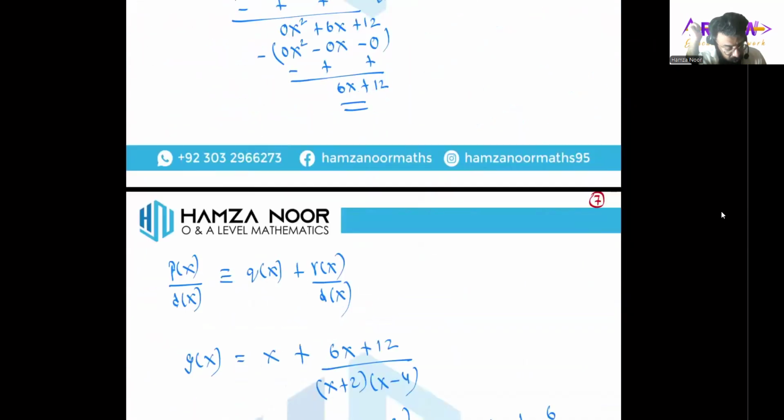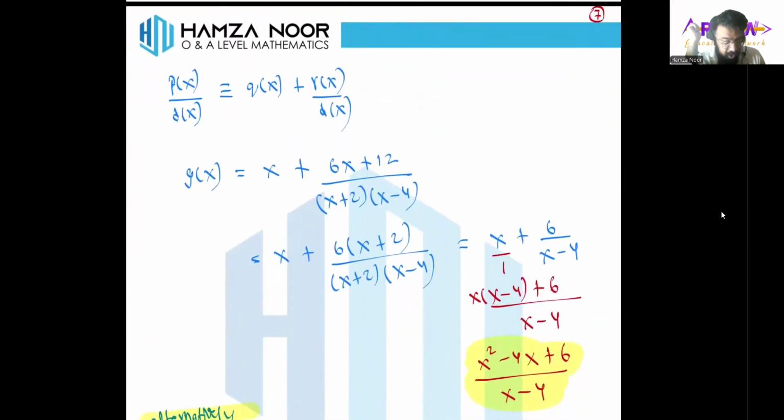As you know, in the numerator, I can take 6 as common. So x plus 6 multiplied by x plus 2, divided by x plus 2 into x minus 4. This x plus 2 and x plus 2 got cancelled out, and therefore x plus 6 upon x minus 4. But the requirement is not yet complete.